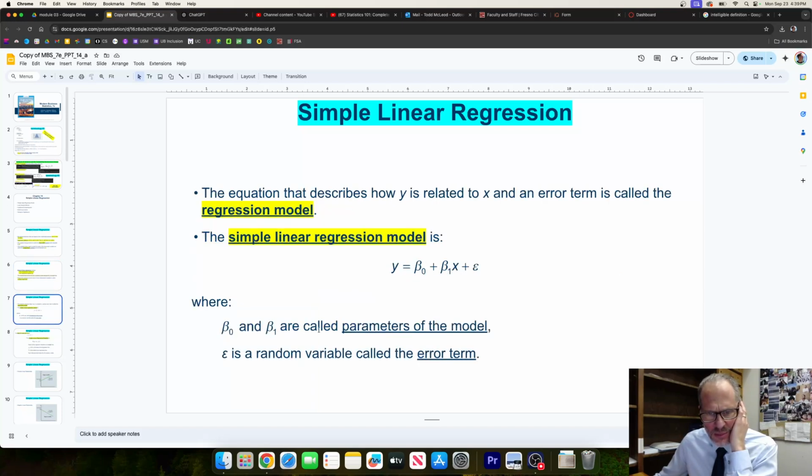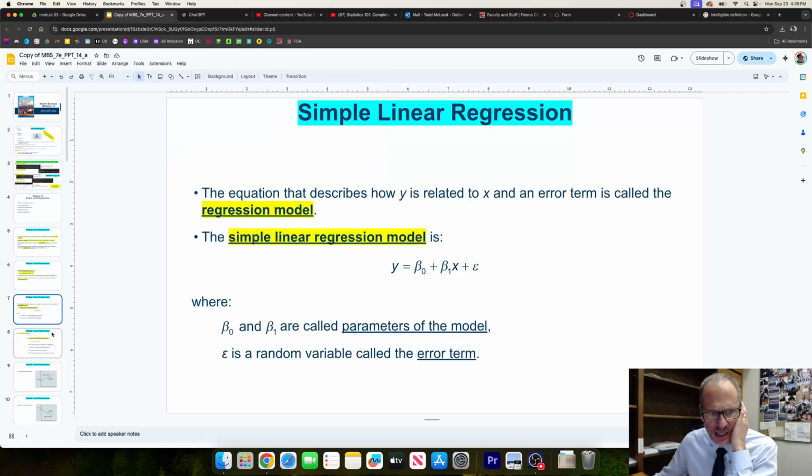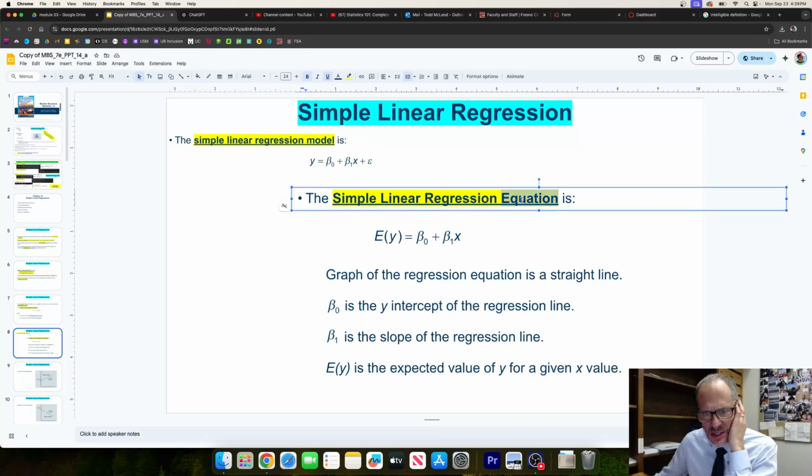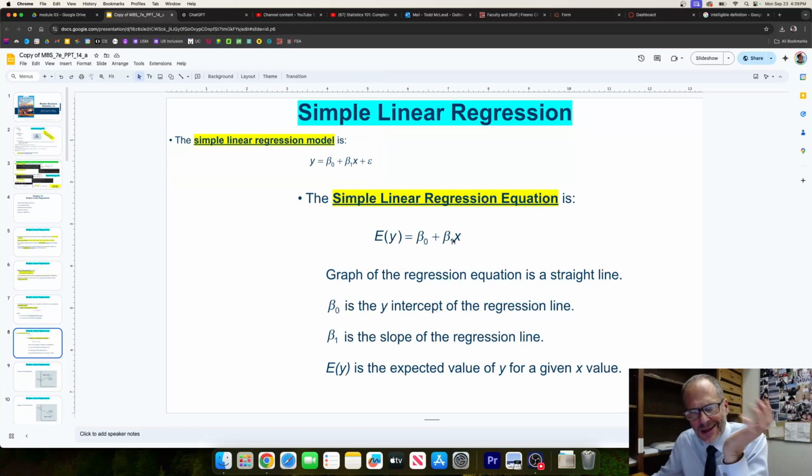B0 and B1 are called parameters of the model. And E is the random variable called the error term. And then here I put the simple linear regression model. You see model right there. That's just from the previous page. But now we're going to talk about the equation. So here's the difference between the model and the equation. So that's what it looks like. And this is just showing, I guess maybe this is the theory, and here is for a population. That's the way I read it.